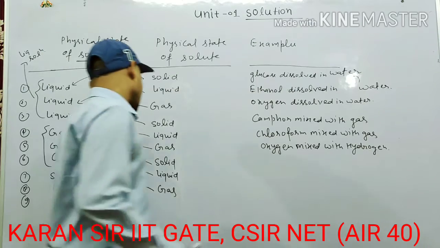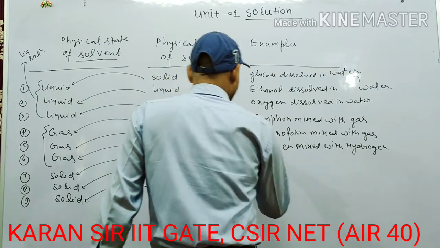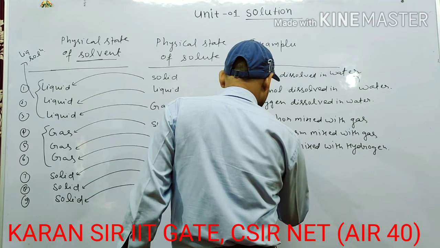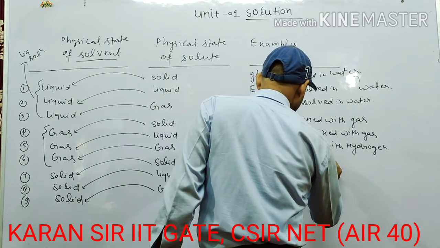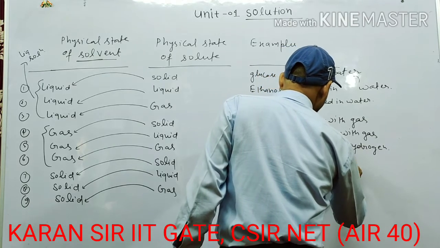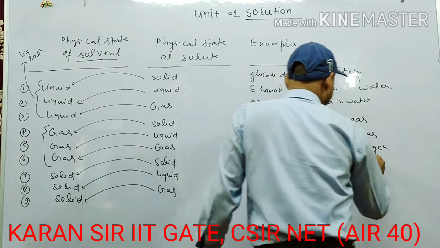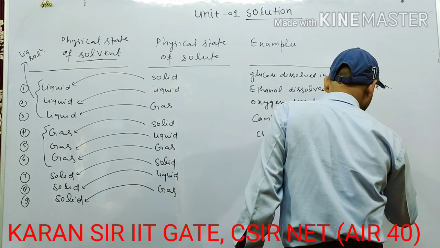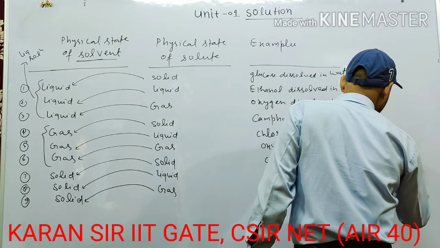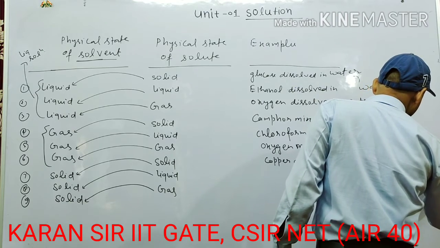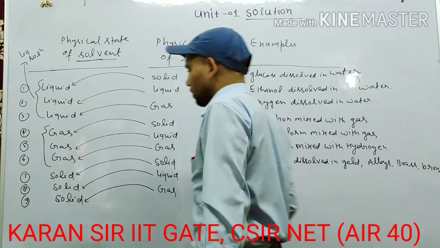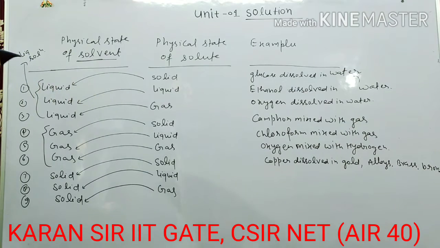Okay. So, gold and copper, copper dissolved in gold, and alloys like brass, bronze, these are the example of the solid solutions.